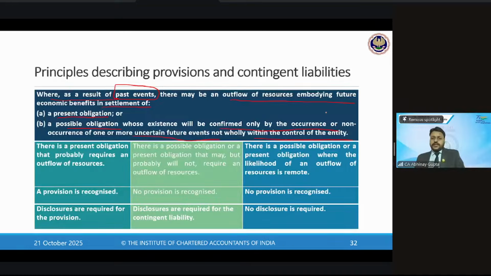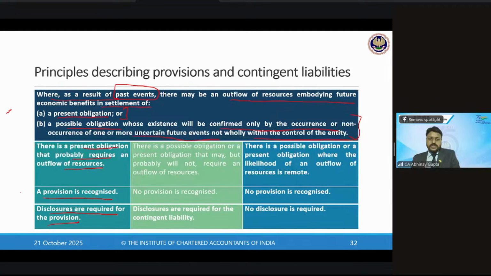So either there is a clear present obligation, or there is a possible obligation which will turn into a present one dependent on a future event, which is not in the control of the entity, right? This is what we have understood and discussed since morning. If there is a present obligation that probably requires an outflow of resources, in that case we will record a provision. Plus, we will make the disclosures for that provision.